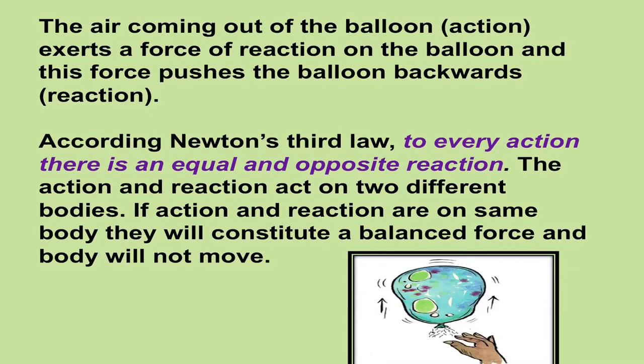Let us consider the balloon problem again. In this case, the air coming out of the balloon exerts a force of reaction on the balloon and this force pushes the balloon backwards. Newton, in his third law of motion, stated a relation between action and reaction. According to this law, to every action there is an equal and opposite reaction. The action and reaction act on two different bodies. If action and reaction are on the same body, they will constitute a balanced force and the body will not move.